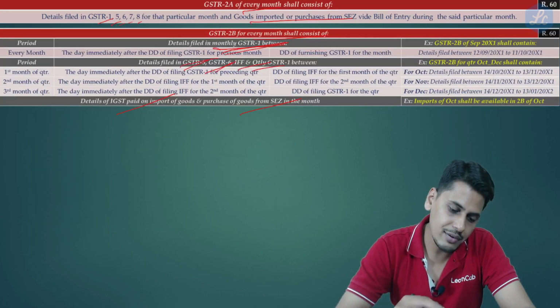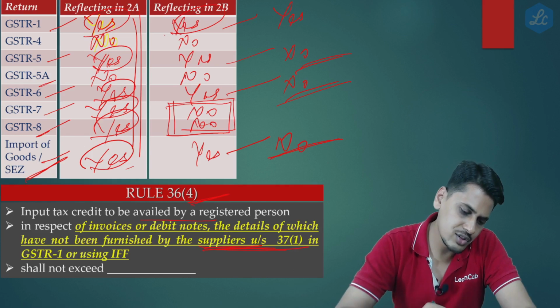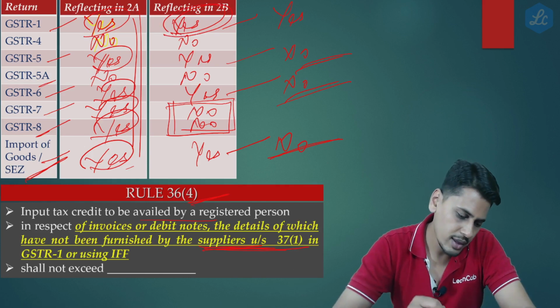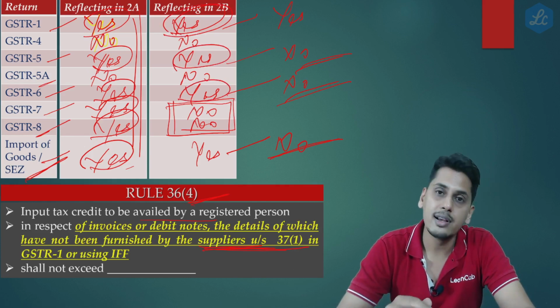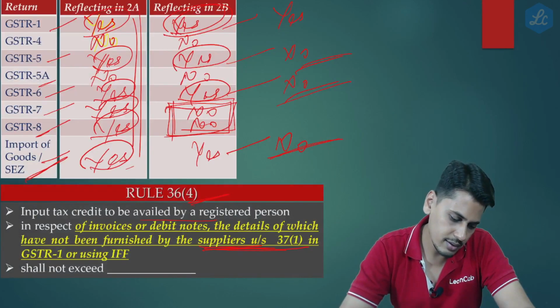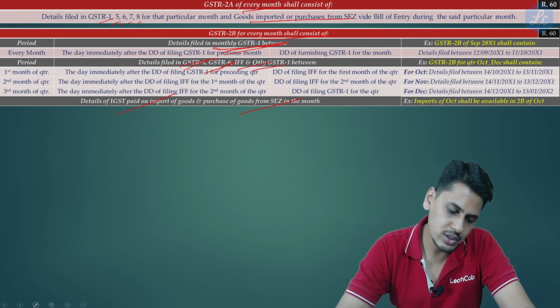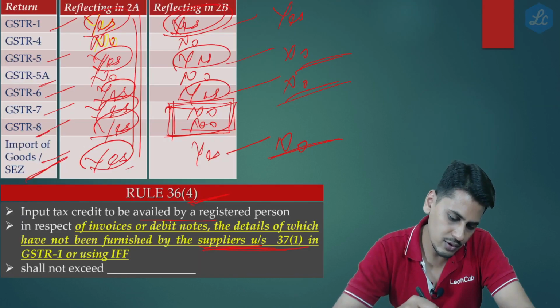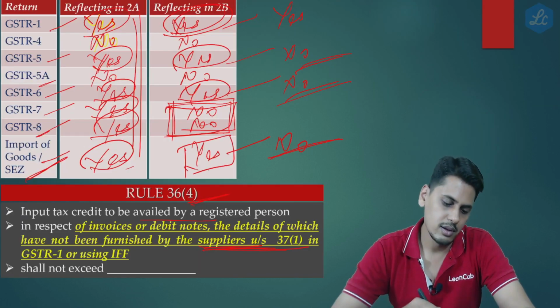5, 6, IFF and quarterly GSTR-1. So this GSTR-1 is monthly as well as quarterly. Then you have 5 and then you have 6. TDS TCS is missing over here, so we have mentioned no over here. And then you have importation of goods or purchase from special economic zone.